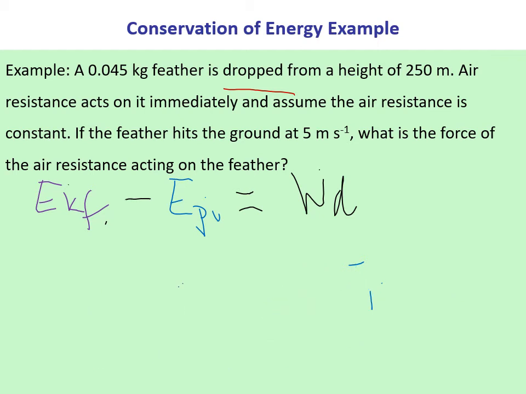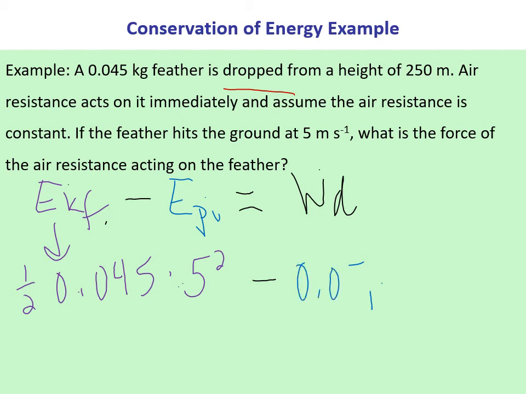EK final, that is 1/2 mv squared. 1/2 the mass of the feather, which is in SI 0.045 kilograms, so I do not have to convert, times its final velocity squared, that's 5 squared. Subtract the initial gravitational potential energy, that is the mass of the feather, 0.045, times the acceleration of gravity, 9.81, times the initial height of the feather, 250 meters.